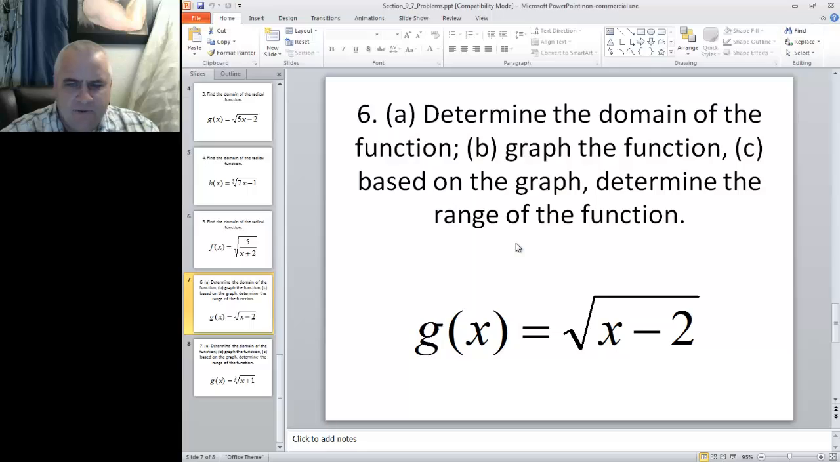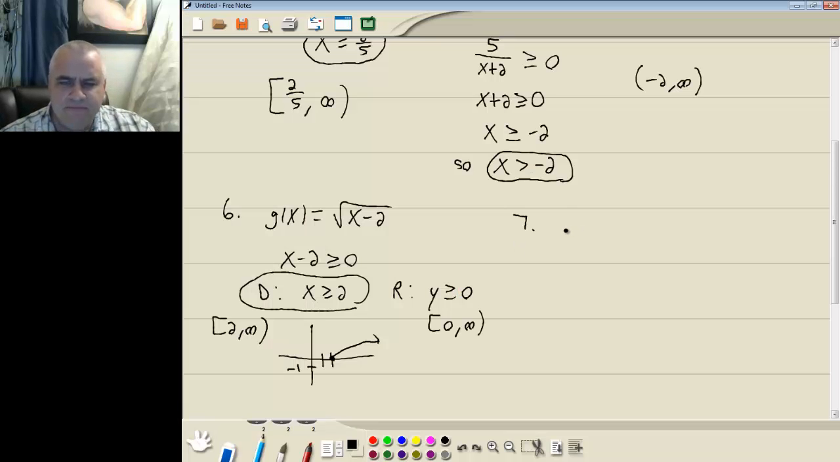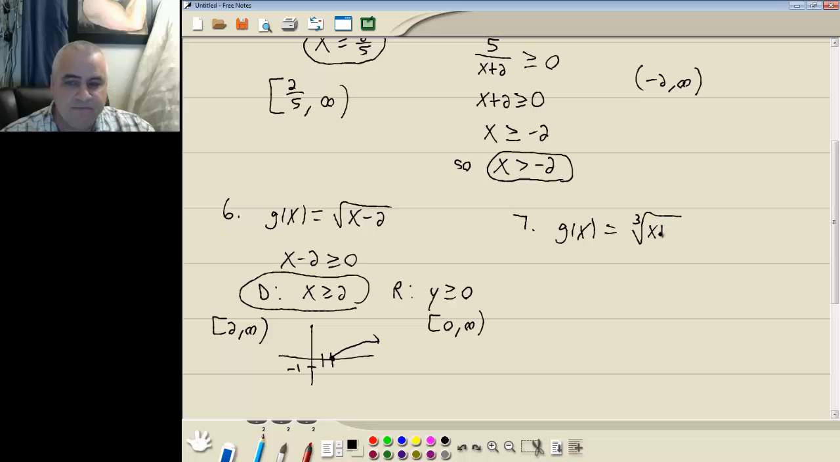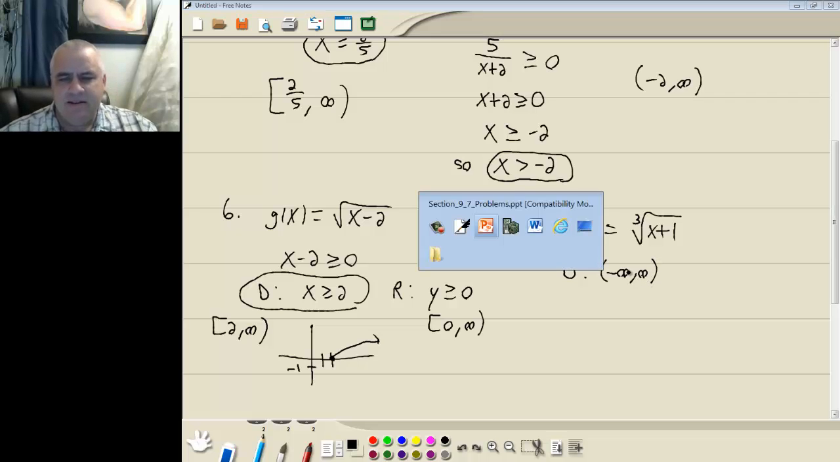Okay, and our last one, we got g of x is equal to the cube root of x plus 1. Okay, to begin with our domain. It's a radical with an odd index, which means our domain is -infinity, +infinity. We can plug any values into there. Okay, let's look at the graph.